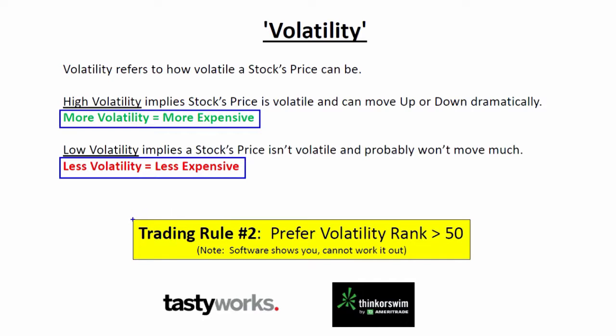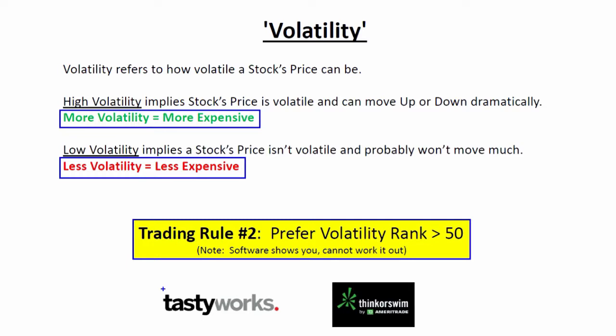And we prefer to make trades where the volatility rank is greater than 50. Now, that might not make sense to a lot of you, and this is not something you can work out on your own. Software has to show you this. You cannot work out volatility rank on your own. Now, I'm sure there are multiple platforms that give away volatility rank. I don't know them offhand.